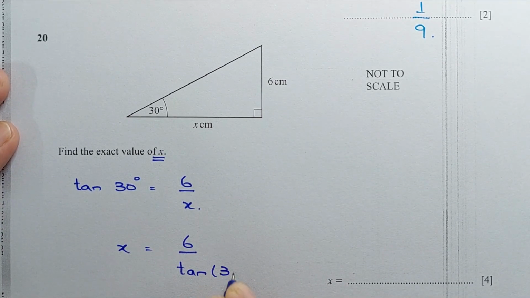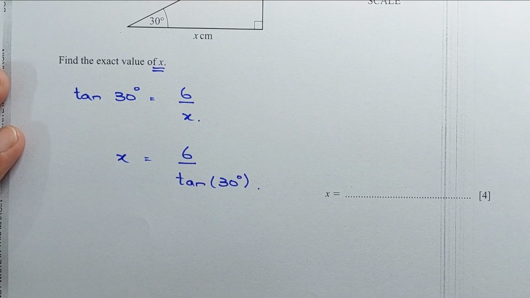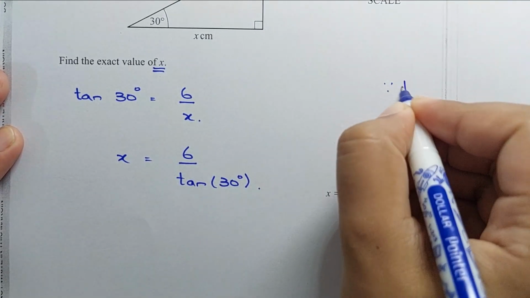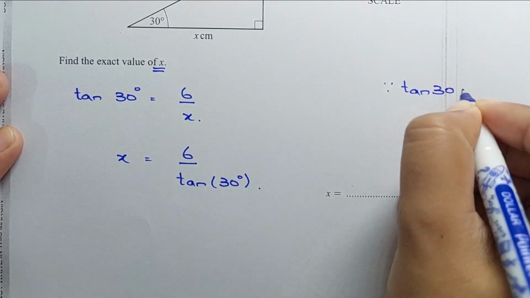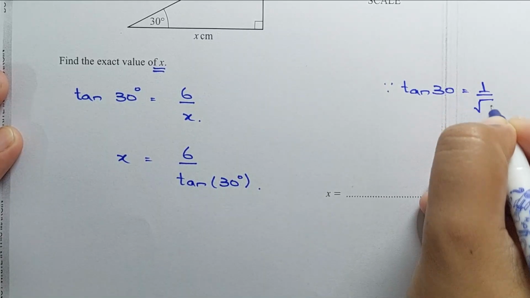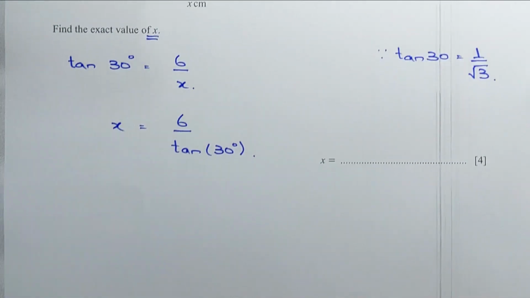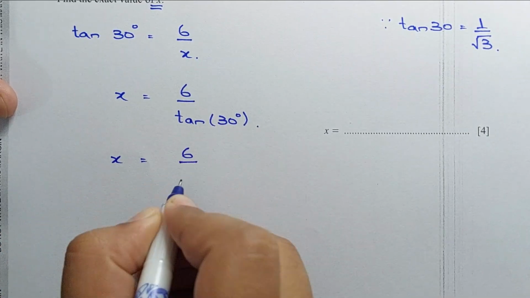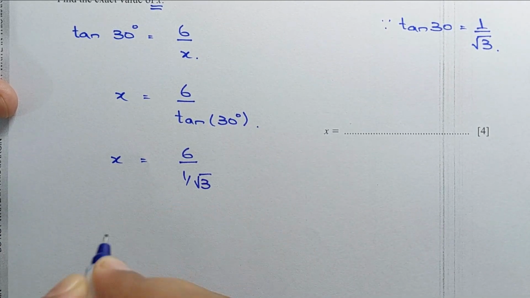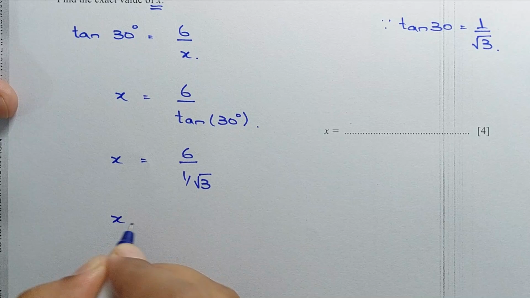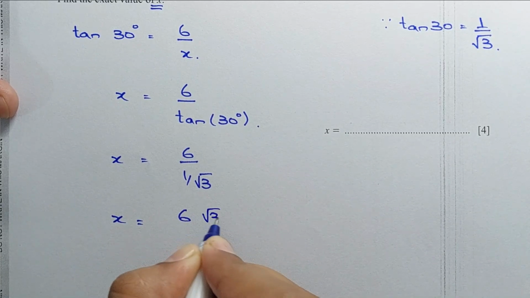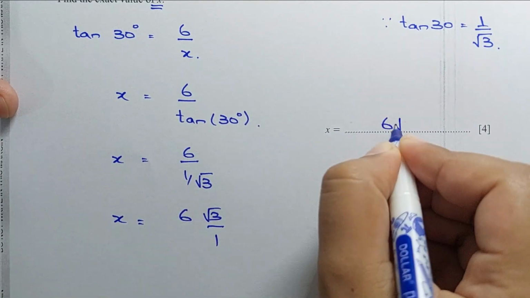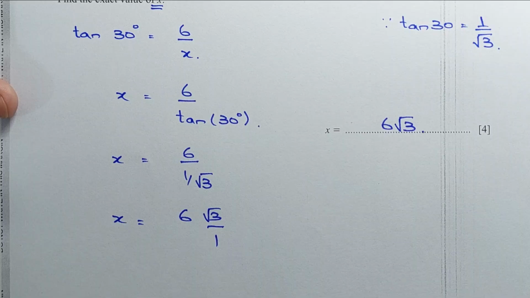Tangent 30 is a special angle, so you must know what tangent 30 is. Tangent of 30 is 1 over root 3. So you need to learn the special angles for the trigonometric ratios. So x is 6 over 1 over root 3. The simplified form is 6 root 3 over 1. So 6 root 3 is the value for x.